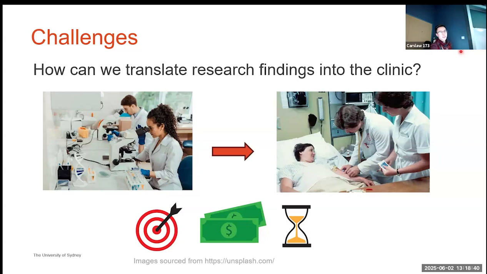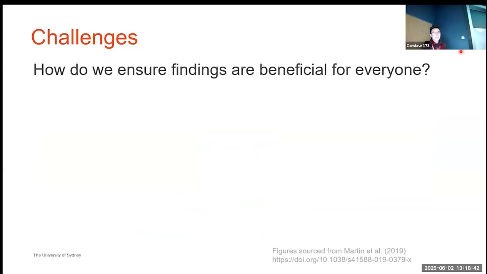Another major challenge is that if you do want to bring these findings into clinical practice, how can you ensure that the findings are actually beneficial for everyone? You often find that the data we have can be quite biased, and so any model you train on that data could be biased as well. You wouldn't want to implement a biased model into clinical practice.